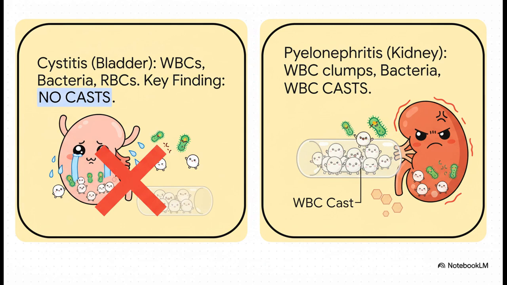This slide is absolutely critical. In both cases, you're going to see the classic signs of infection, lots of white blood cells and bacteria. But the game changer, the one single finding that separates a simple bladder infection from a dangerous kidney infection, is the presence of white blood cell casts. And why is that? Because, as we've learned, casts can only be formed inside the kidney tubules.